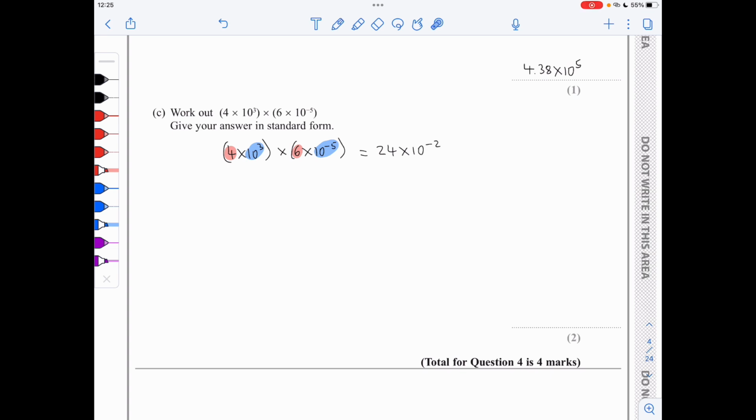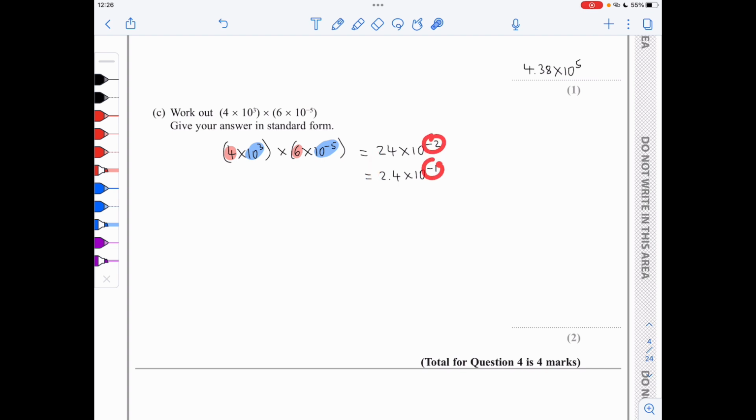We have been asked to give our answer in standard form. So this will be 2.4 times 10 to the negative 1. In other words, I divided 24 by 10 to make it 2.4, so that it sits between 1 and 10 as per the standard form requirements. And because this was divided by 10, the power of 10 here increases by 1 and goes from negative 2 to negative 1.